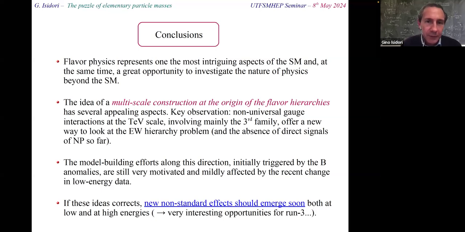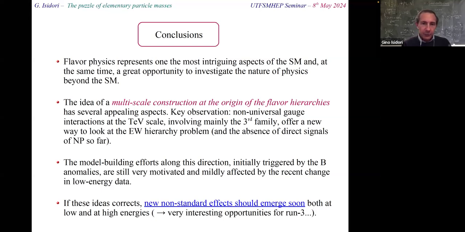I hope I convinced you that flavor physics is still one of the most interesting aspects of the standard model, and at the same time a great opportunity to try to understand what's beyond. And this idea of a multi-scale construction at the origin of the flavor hierarchy, so the origin of particle masses, has several interesting aspects. And the key observation is that this idea of a new physics coupled mainly to the third family could offer a nice way to both accommodate a relatively low new physics that can address also the electroweak hierarchy problem, and explain also why the light families have small masses.